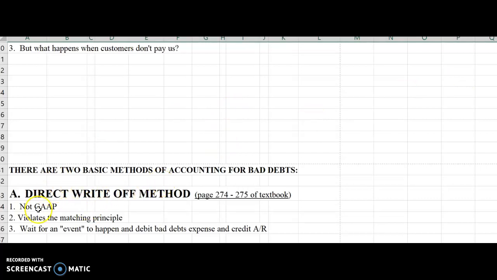And this method is not appropriate in accordance with generally accepted accounting principles because it violates the matching principle. Under the direct write-off method, we wait for an event to happen and debit bad debt expense and credit accounts receivable after that event has happened. Let's explain a little bit more.